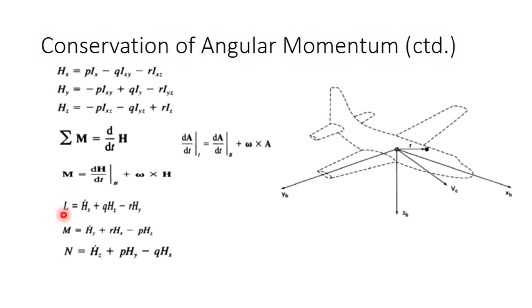L is the moment in the x direction, M is the moment around y, N is the moment around z. These are the three components of the total moment vector applied to the airplane, equated to the corresponding i, j, and k components from the right hand side. So we get these expressions.